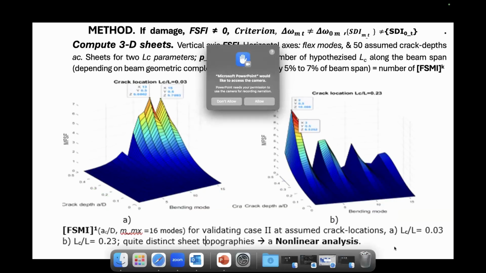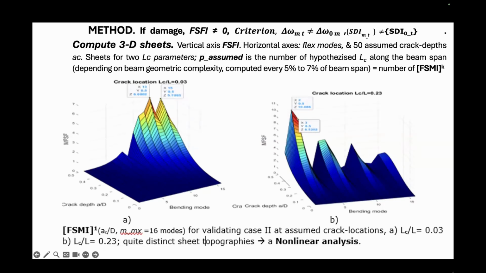Now, I build up these surfaces in order to show how the indexes form these three-dimensional surfaces. This is where the nonlinear part enters. The nonlinear part of the topography of the assumed locations. You have to assume numerically where the crack may be, but you have only one dimension, the actual dimension of the beam. So in this case, I'm thinking on 3% of the beam. In this case, it's 23% of the beam.